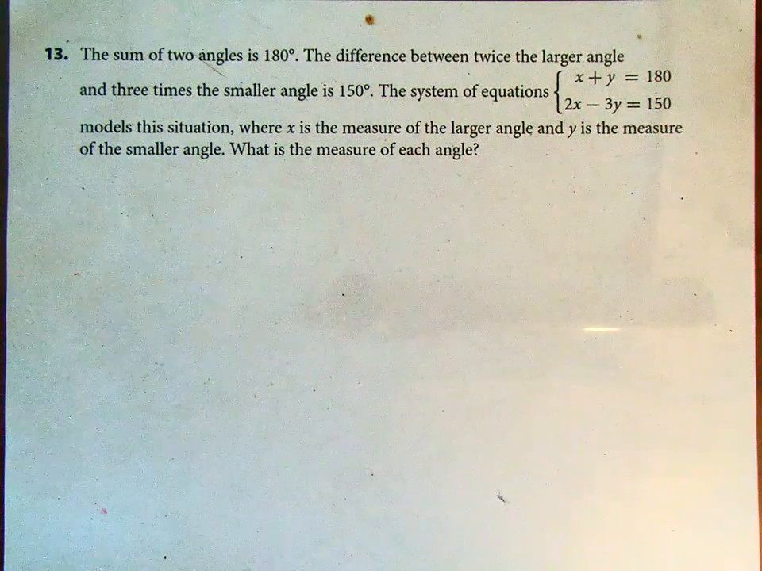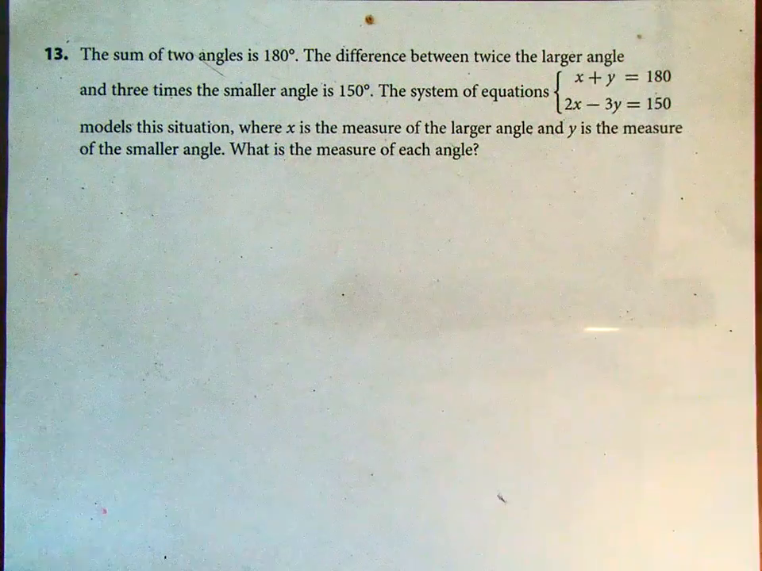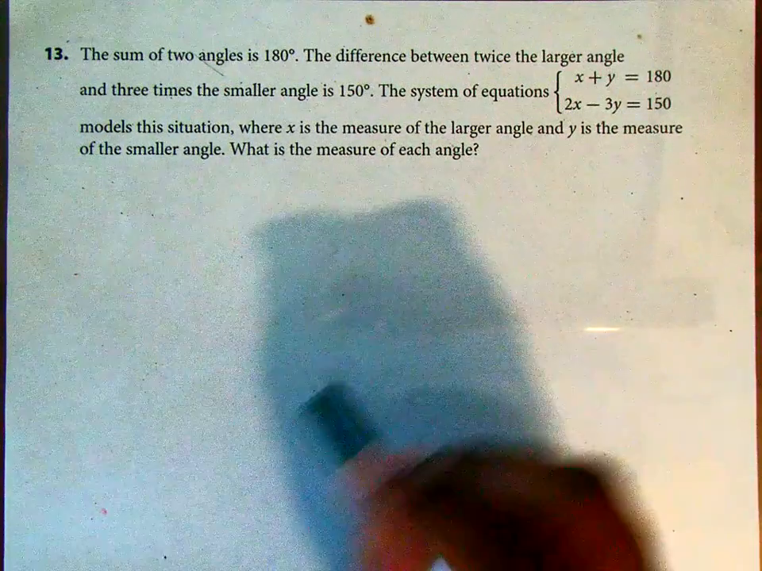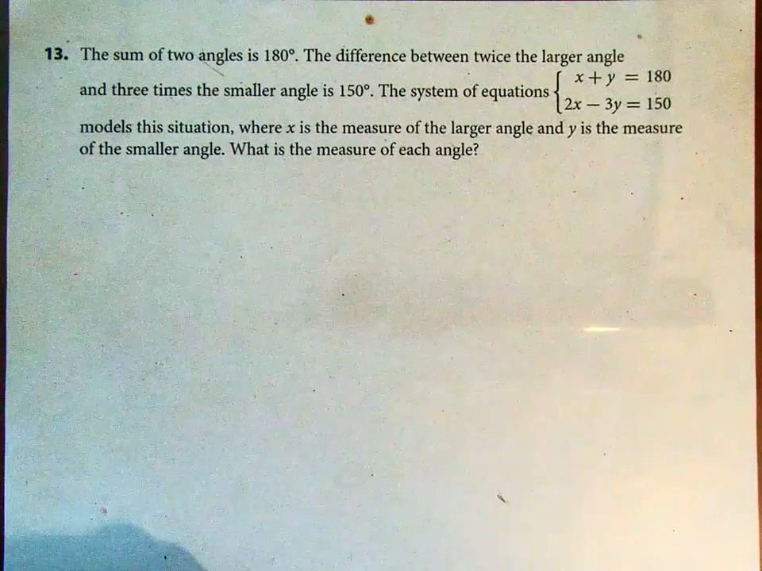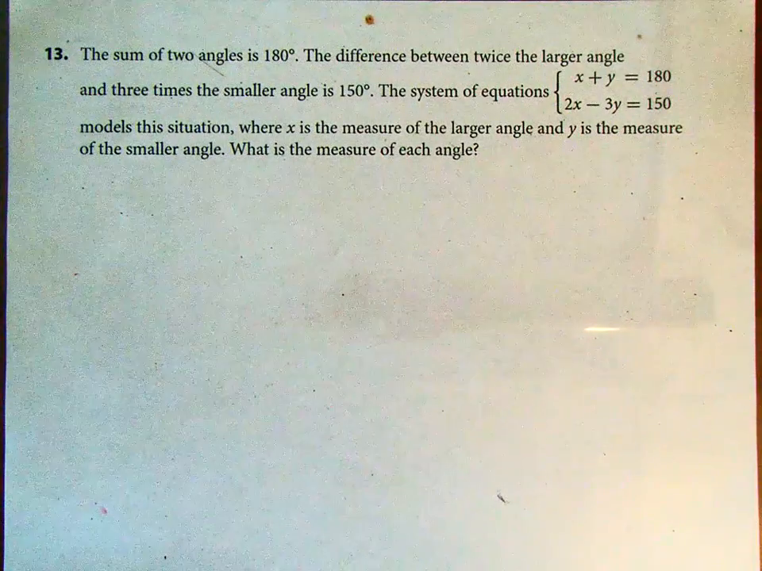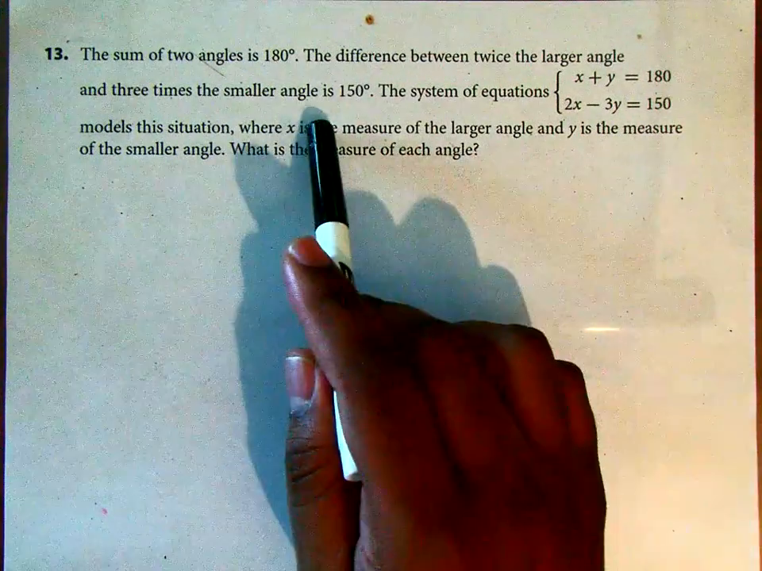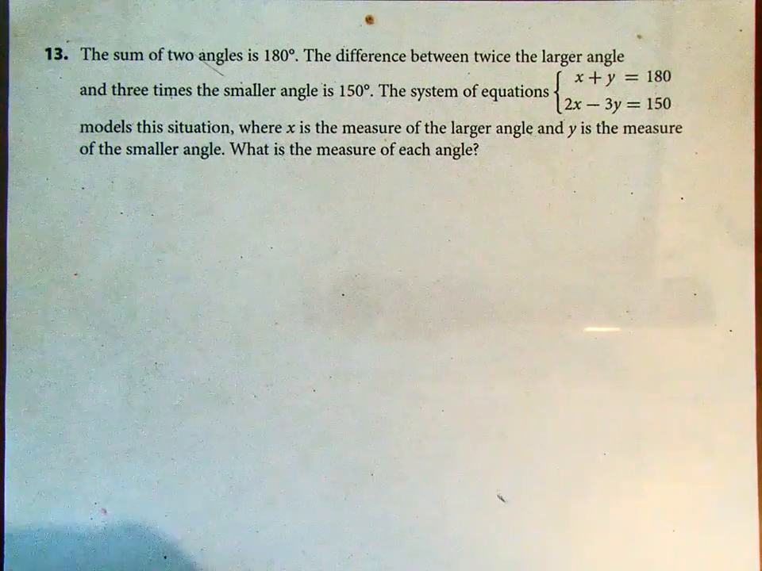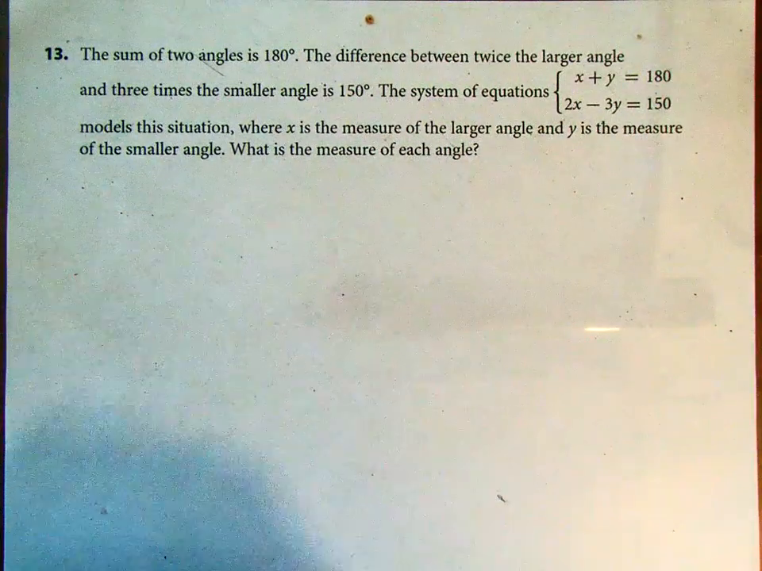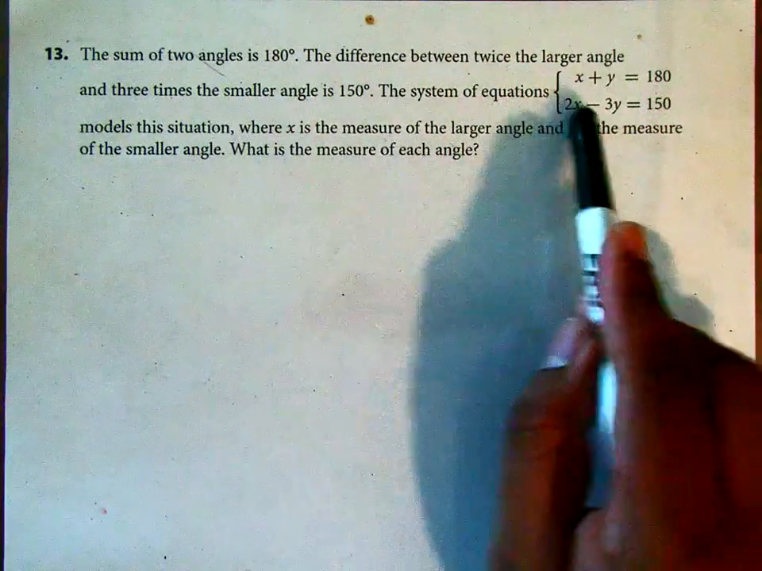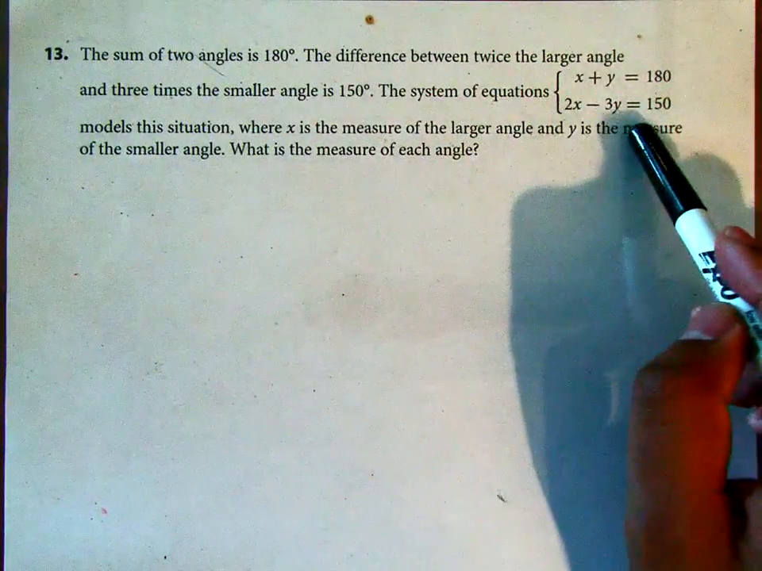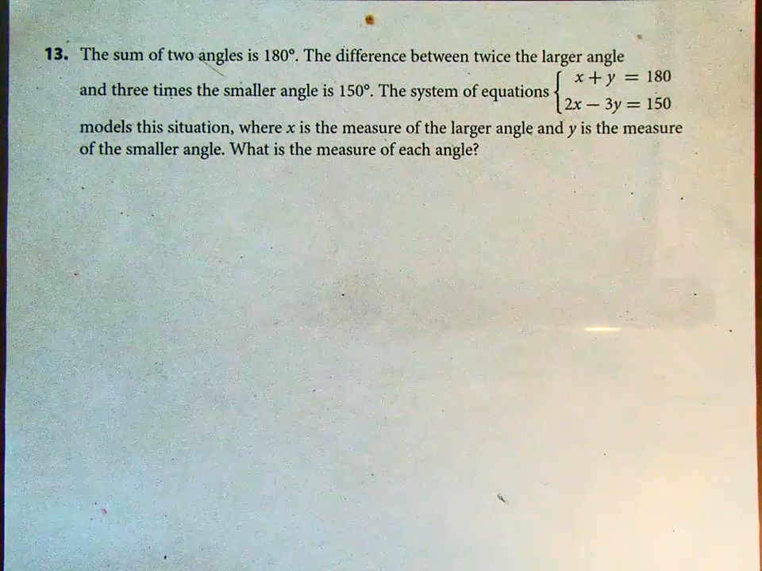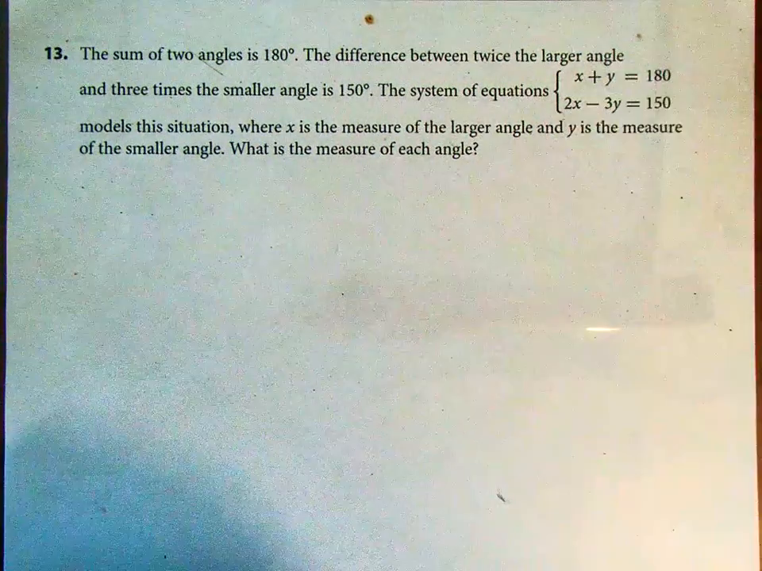So basically the x plus y, meaning two angles add up to equal 180. We don't know what they are. We just know x is the larger one and y is the smaller one. And then it says 3 times the smaller angle, so we're going to put 3 times y. And then, what was it? Twice the larger angle. So it's going to be 2 times x. So 2 times x minus 3 times y, and that equals 150.